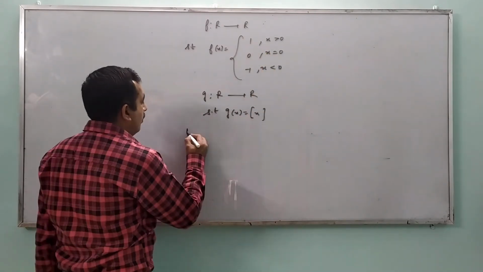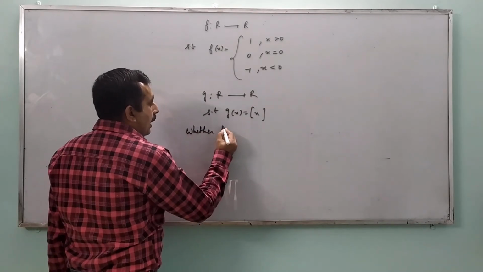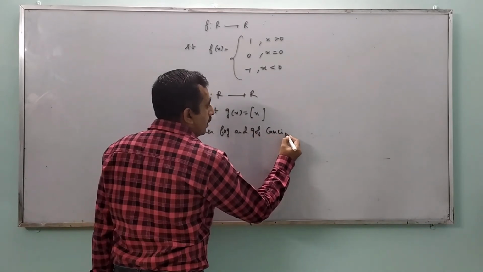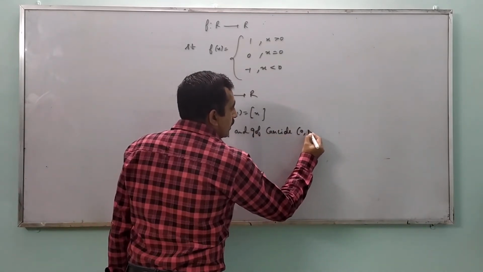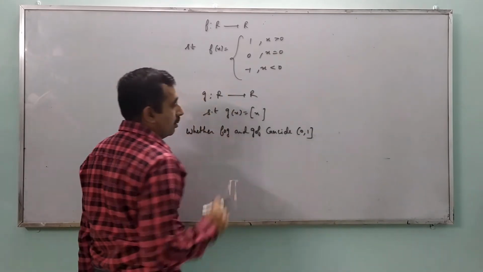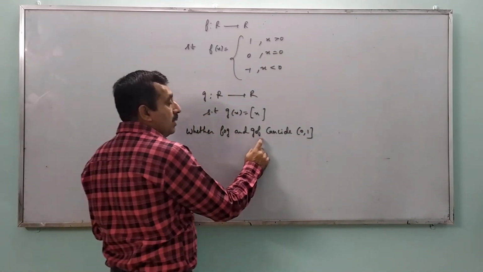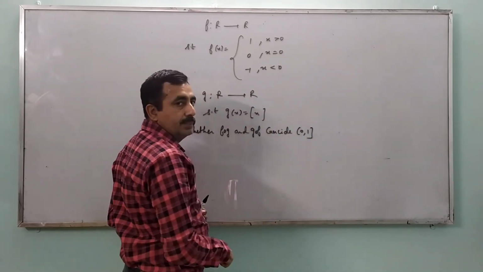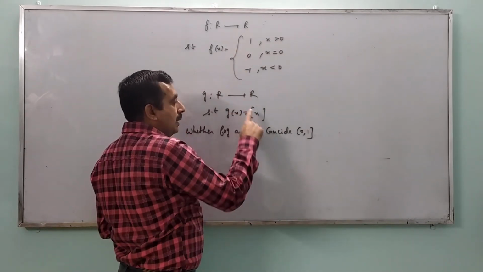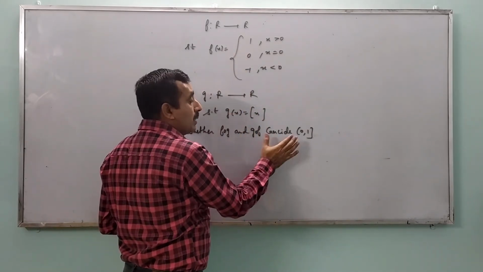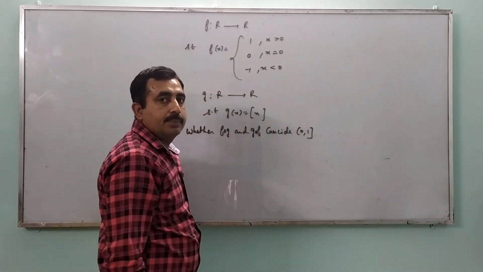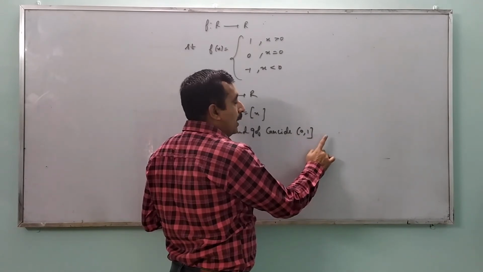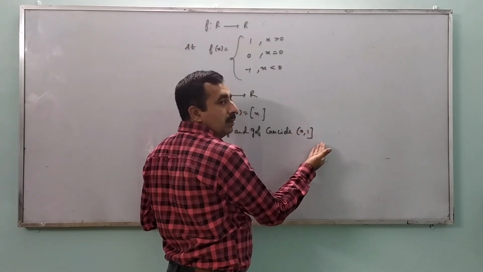Now the question is whether f of g and g of f coincide in (0, 1], with 0 open and 1 closed. f is this function, g is this function. Do they coincide? Coincide means both have the same value. The interval is from 0 open to 1 closed, so we exclude 0 but include 1.